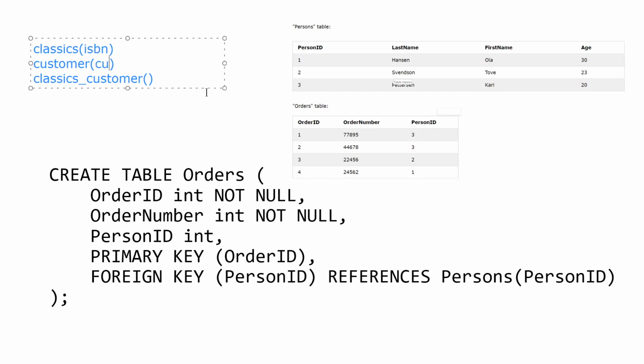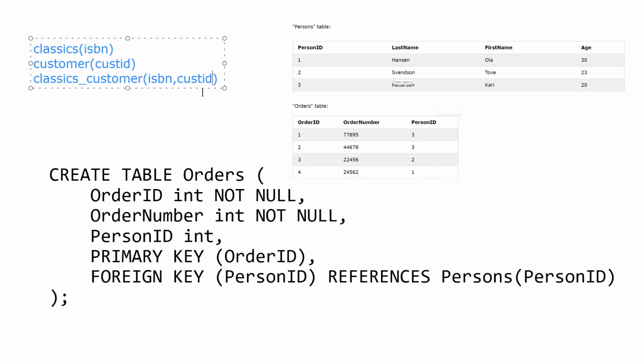So customer, let me say customer ID. So here I have to have ISBN and customer ID. Create a table structure like this and design the foreign key accordingly.